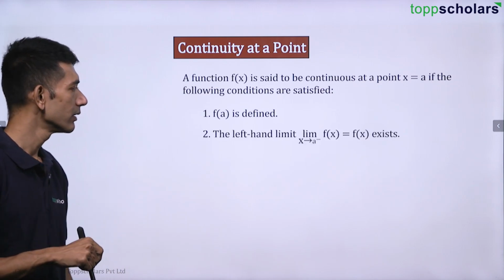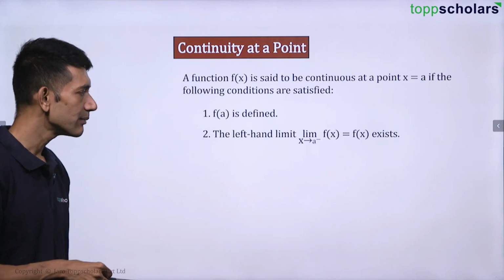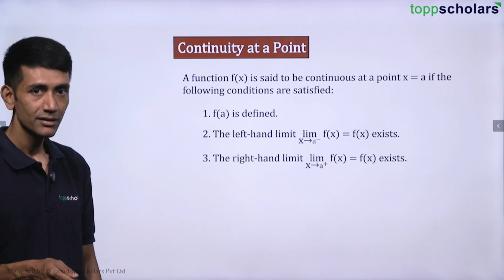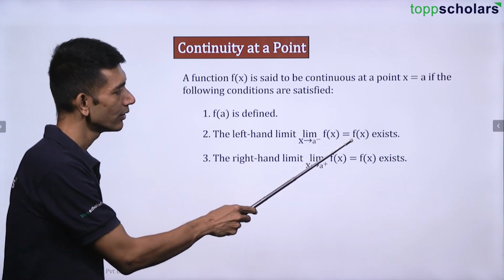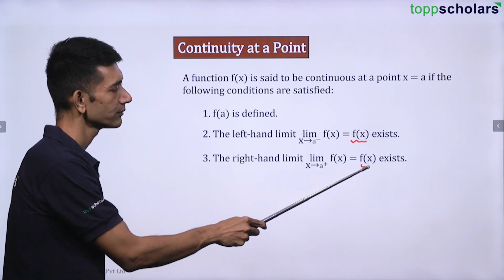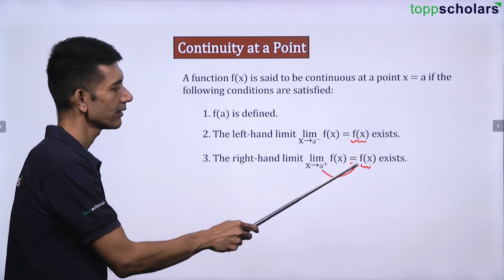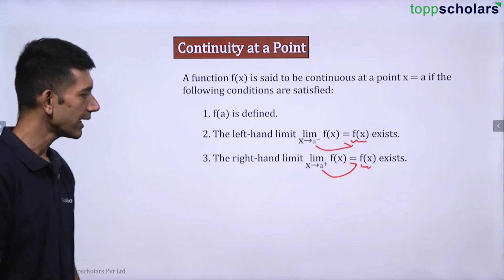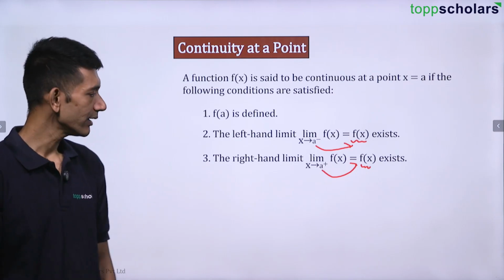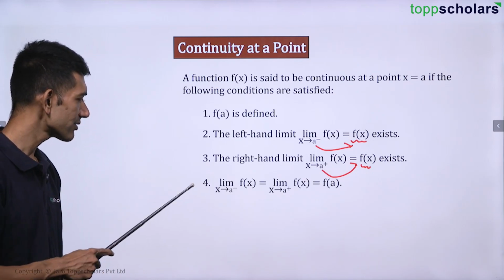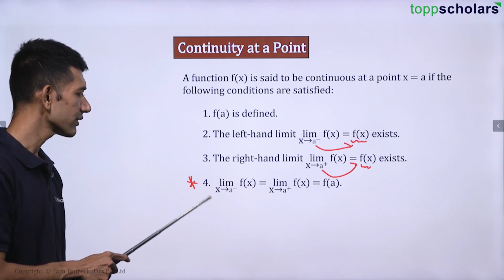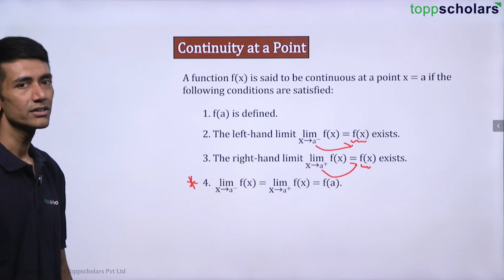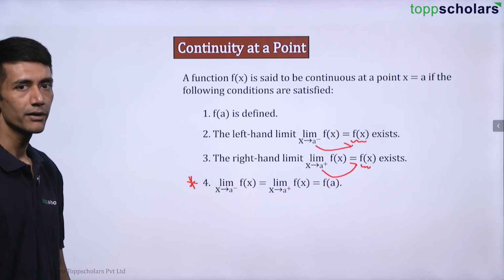First thing. Second, the left hand limit and the right hand limit should both exist and be equal, and that should be equal to your f(a). We'll put a here, right? So the limit as x tends to a minus of f(x) will be equal to f(a), and the limit as x tends to a plus of f(x) will be equal to f(a). So indirectly you can say that this condition is very important. If this condition is satisfied, the function is continuous. If this condition is not satisfied, the function is discontinuous. I hope this part is clear to all of you.